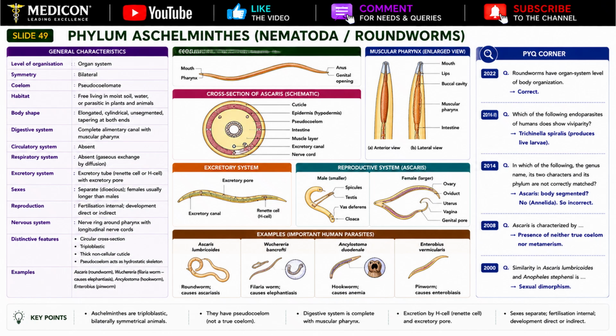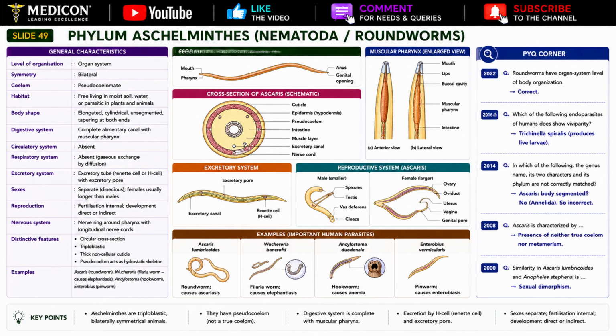So the phylum Aschelminthes, Nematoda, or roundworms. Let's see direct comparison also, because we have already studied the previous four phyla, so obviously you should know which points we are going to cover. Organ system level of organization: bilateral symmetry, coelom is pseudocoelomate, free living in moist soil, water, or parasitic in plants and animals, elongated, cylindrical, and unsegmented, tapering at both ends, complete alimentary canal with muscular pharynx, and circulatory system is absent.